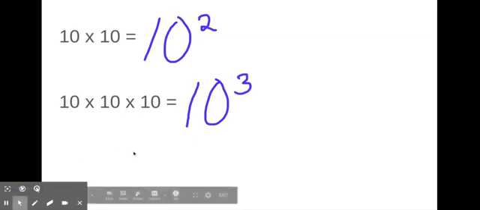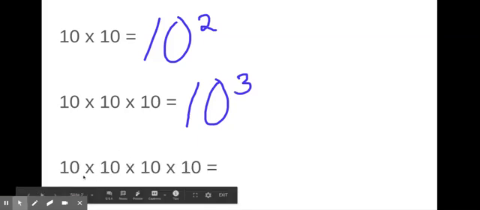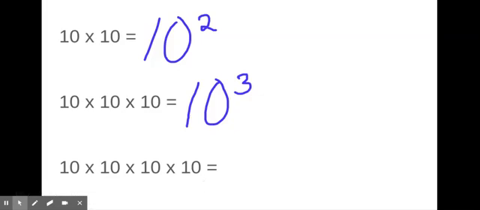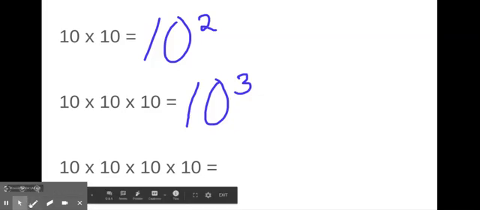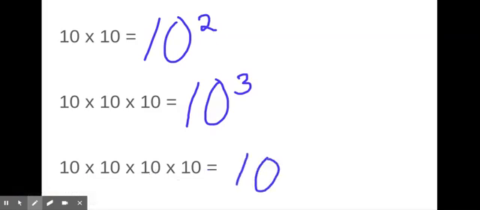You try. How would you write this problem with an exponent? Try it on your whiteboard. Pause the video if you need a moment. All right, hopefully you figured out that your base number is going to be 10 because it's still the number being multiplied. We have 4 tens, so our exponent will be 4. And I would read that 10 to the fourth power.